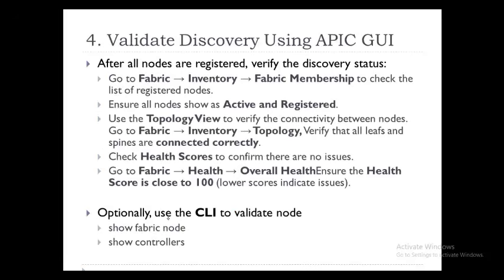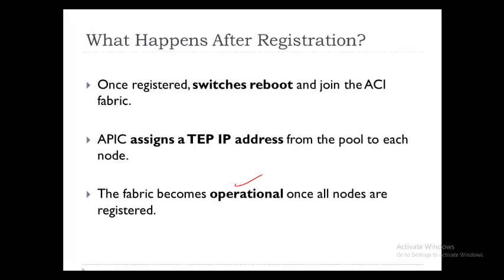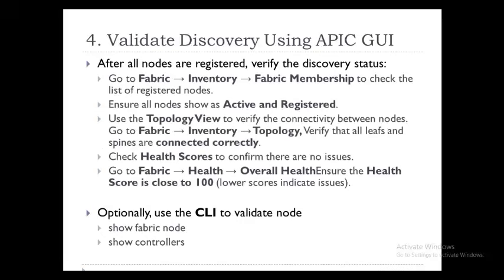Now validate discovery using the Epic GUI. You can also do it through CLI. You can also use GUI. Now in GUI, you want to validate whether everything is ready. Go to Fabric, Inventory, Fabric Membership to check the list of registered nodes. You will see a table there. Ensure all nodes show active and registered.